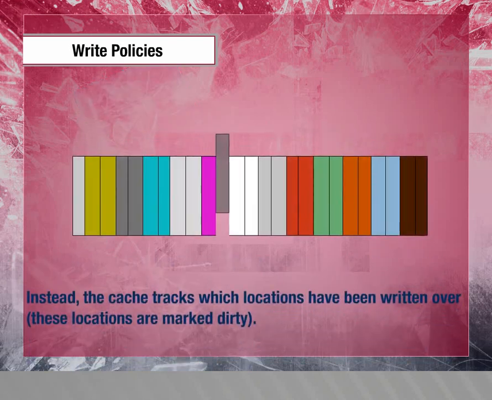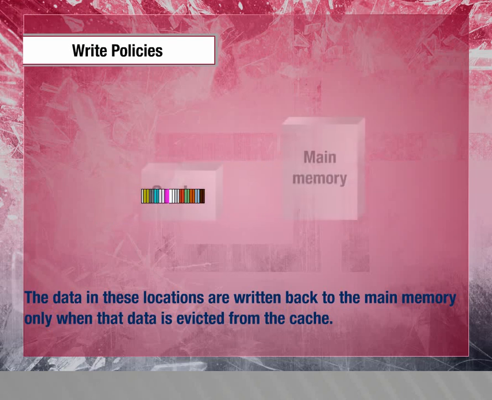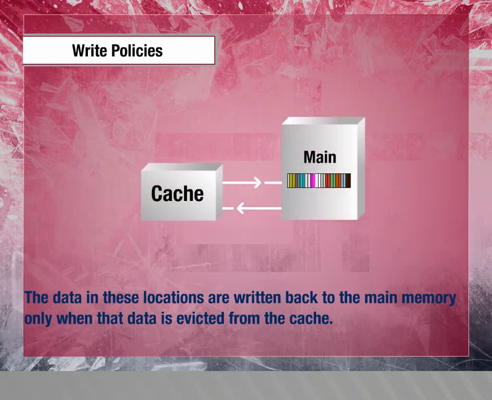Instead, the cache tracks which locations have been written over. These locations are marked dirty. The data in these locations are written back to the main memory only when the data is evicted from the cache.